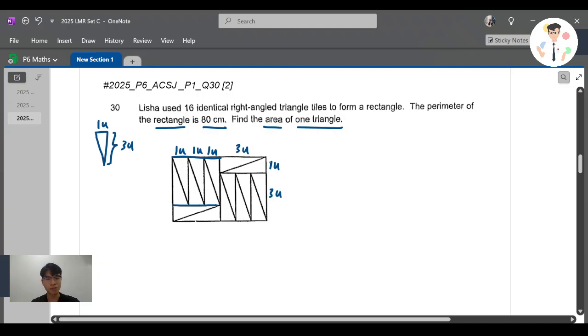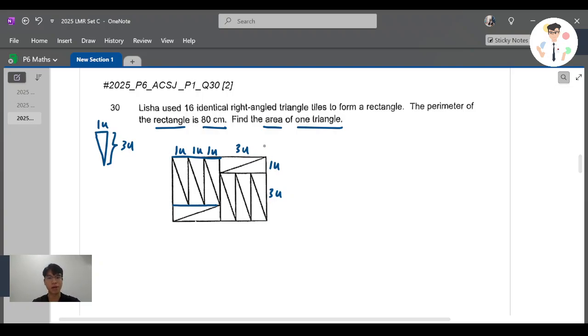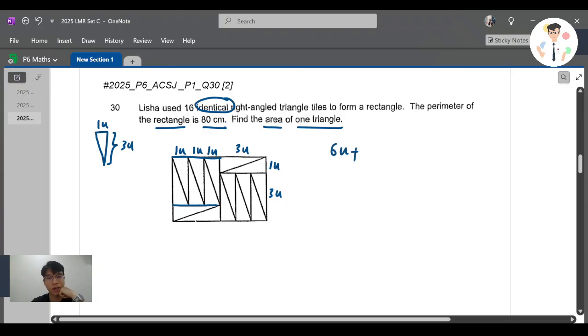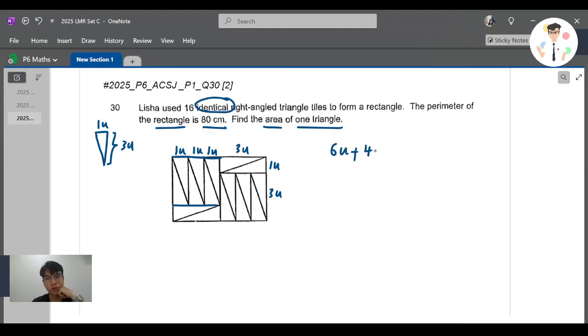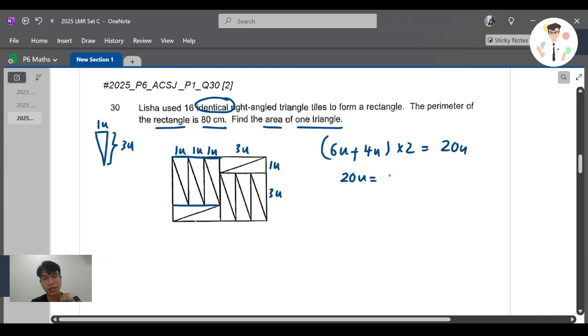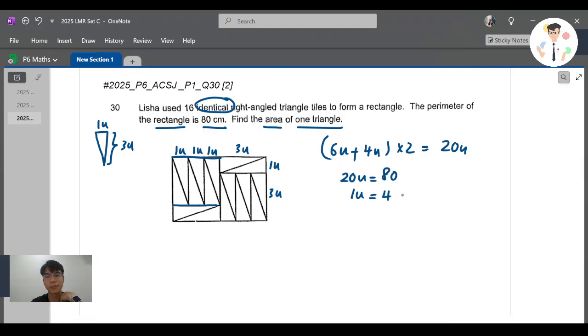And you know that this plus this, times 2, is actually the perimeter. And again, you should know it's identical, right? That's why all these things work. So 1, 2, 3, 4, 5, 6. 6 units plus 1 plus 3, 4 units, times 2. So I know total is 20 units. And 20 units is actually 80 cm. So 1 unit is actually 4 cm.